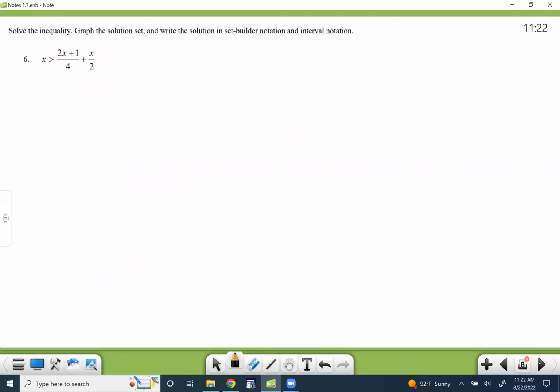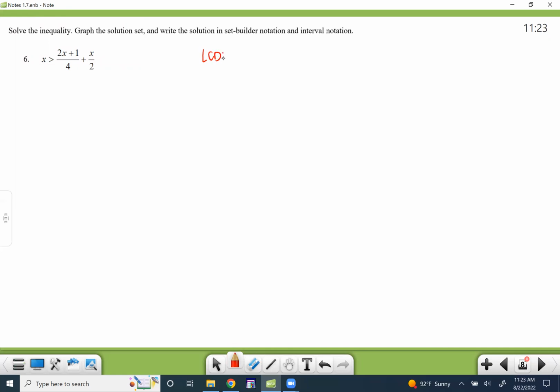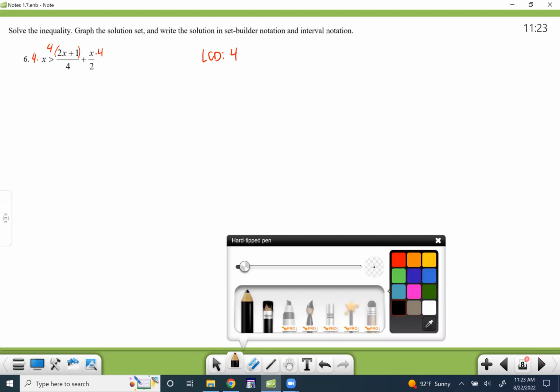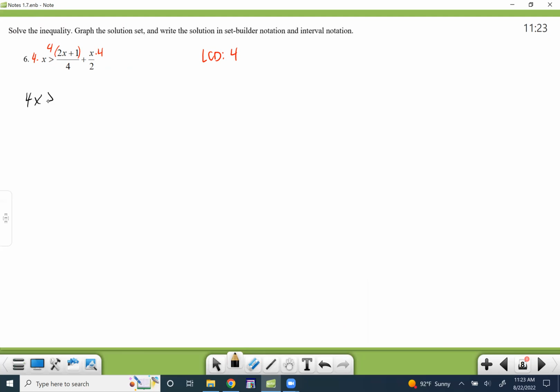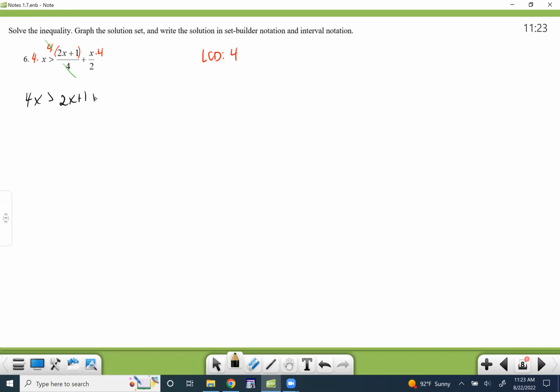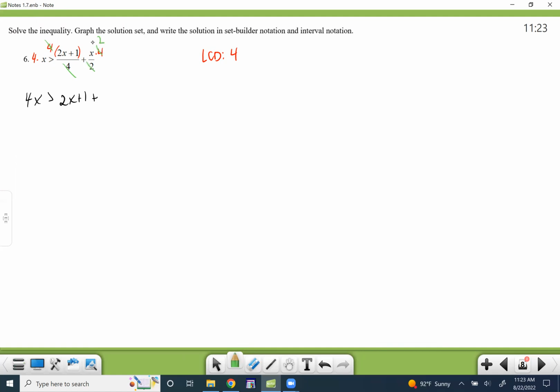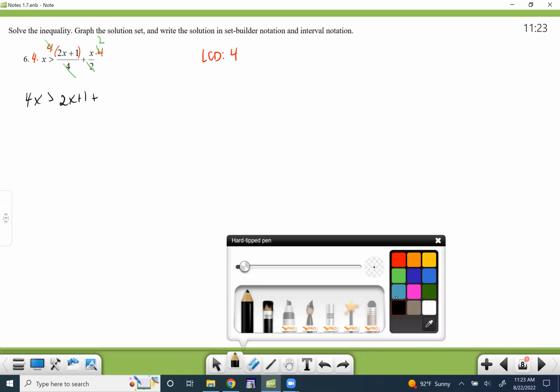All right. Let's do the whole get rid of fractions thing again. So the LCD between 4 and 2 is 4. So I'm going to do a times 4 here, a times 4 here, and a times 4 there. So that's going to get us 4x is greater than, and we're just going to cancel the 4's here, right? So just 2x plus 1 is left. And then we're just going to cancel here. 2 goes into 4 twice. 2 times x leaves us with 2x.